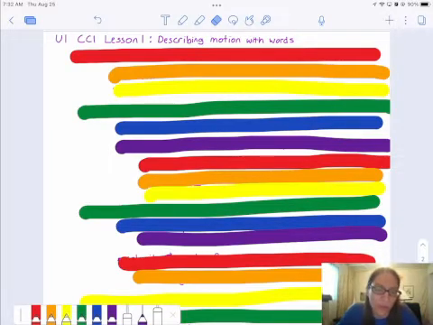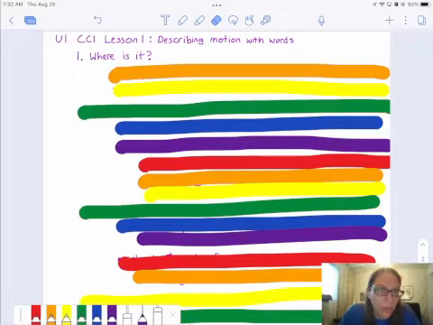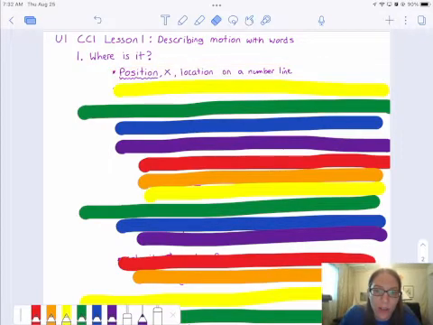In this video we're going to talk about how to describe motion with words. There are basically 4 questions that we need to make sure we answer, so let's go ahead and start talking about those. The first question is, where is it? To answer that question, you're going to be talking about the position of the object.